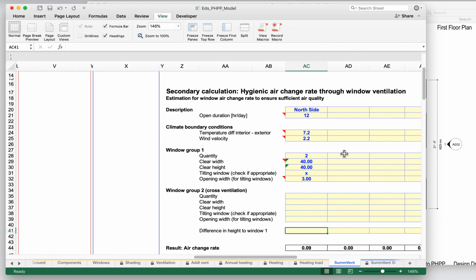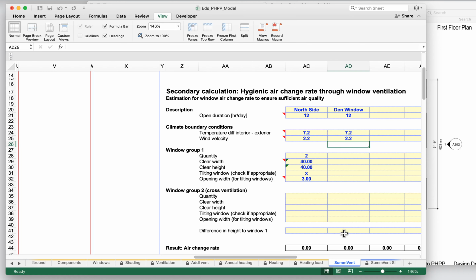So I'll come back to my PHPP and we'll come in here and I'm going to model a new bank of windows here. I'll say these will be the den windows. And how long are the den windows open? Let's say these are also open 12 hours a day. That might be a bit aggressive, that might be a bit ambitious, but let's just say for purposes of argument they are. We'll use the same temperature differential and the same wind speed for all of these.